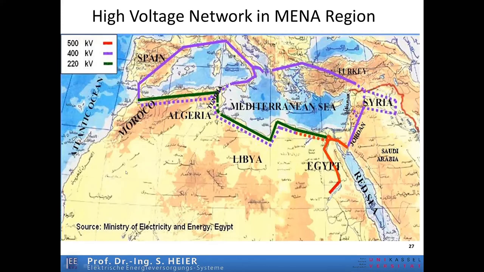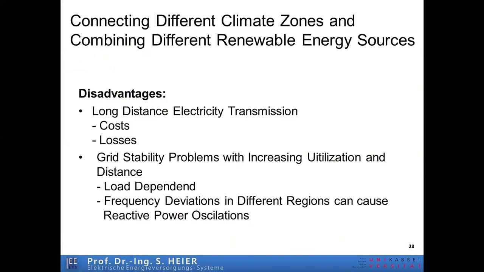And here also in Libya, Egypt, Jordan, and Syria, before the war, we spoke about this problem. They had about 440 megavolt ampere reactive oscillating here in this grid. So you can see it can be a very good chance, but the political conditions must be better.